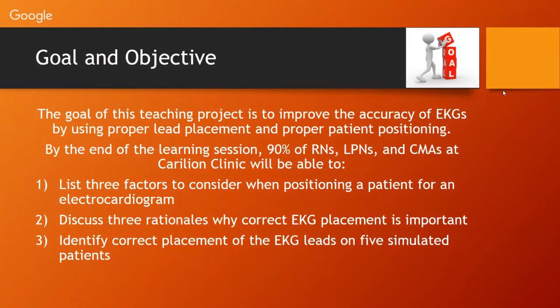Goal and objective. The goal of this teaching project is to improve the accuracy of EKGs by using proper lead placement and proper patient positioning. By the end of the learning session, 90% of RNs, LPNs, and CMAs at Carolian Clinic will be able to list 3 factors to consider when positioning a patient for an electrocardiogram, discuss 3 rationales why correct EKG placement is important, and identify correct placement of the EKG leads on 5 simulated patients.